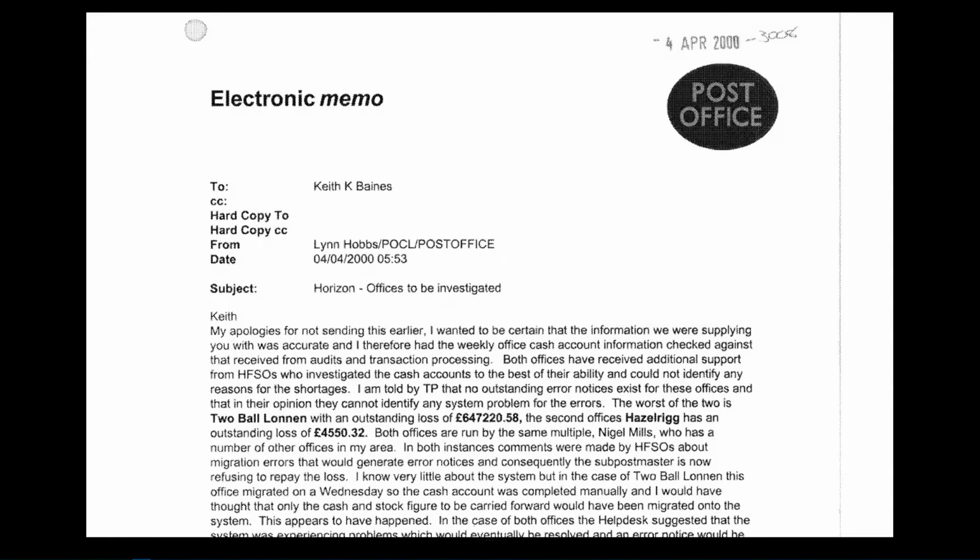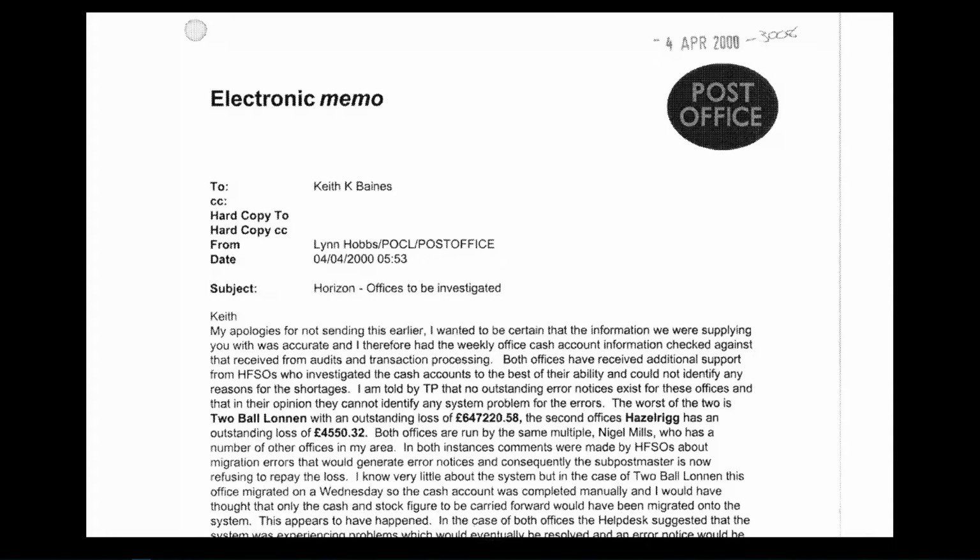That would be transaction processing, which would then become product and branch accounting. I'm told by transaction processing that no outstanding error notices exist for these offices and that, in their opinion, they can't identify any system problems for the errors. The worst of the two is 2 Ball Lonnon with an outstanding loss of. Now, I think that figure is in fact incorrect, and we'll see why, but I think that's meant to be £64,000 rather than £647,000. Okay. I saw it at 64 anyway. Yes.